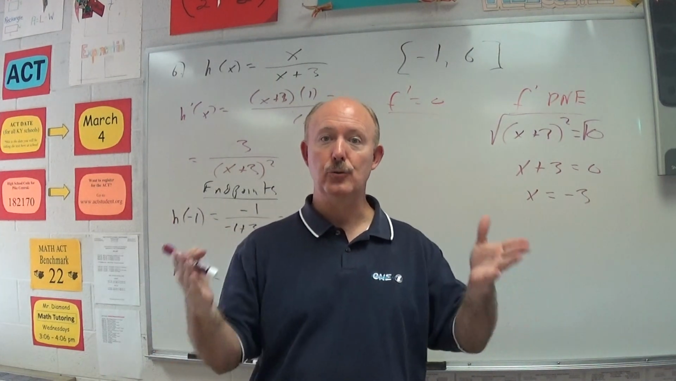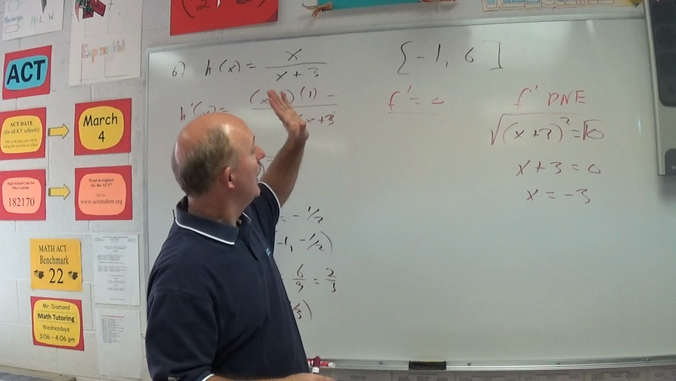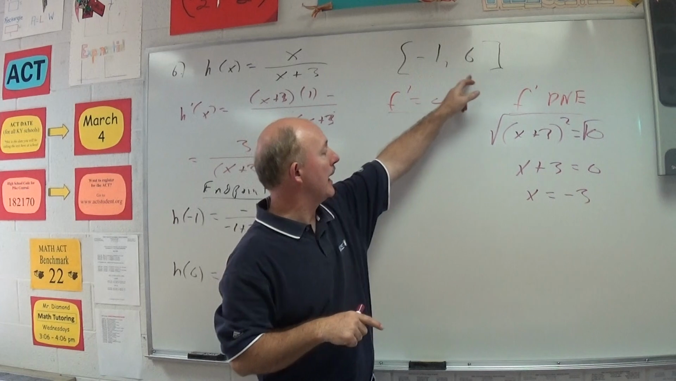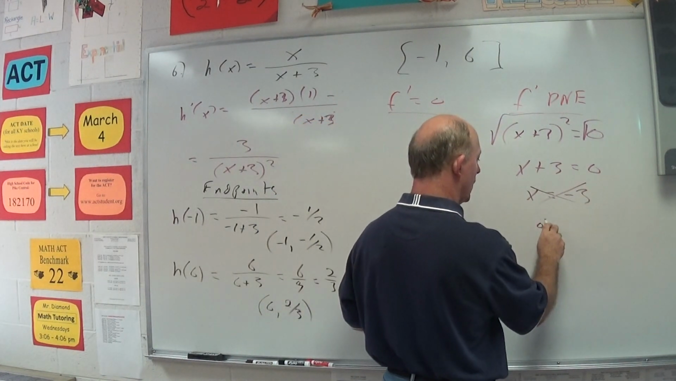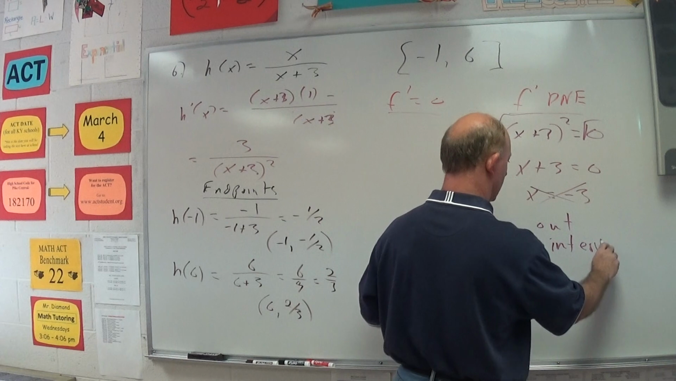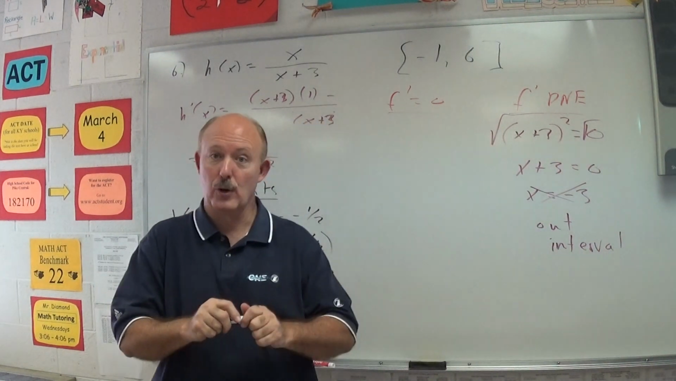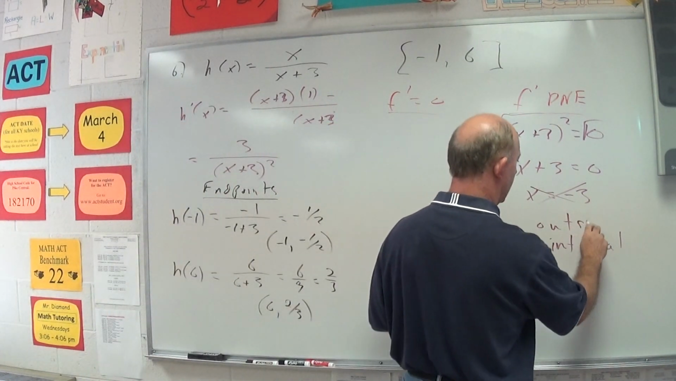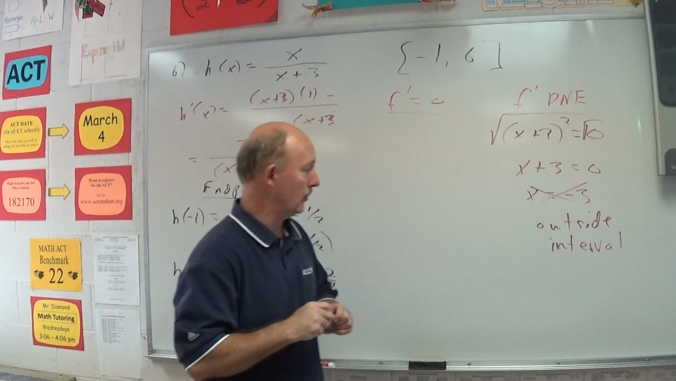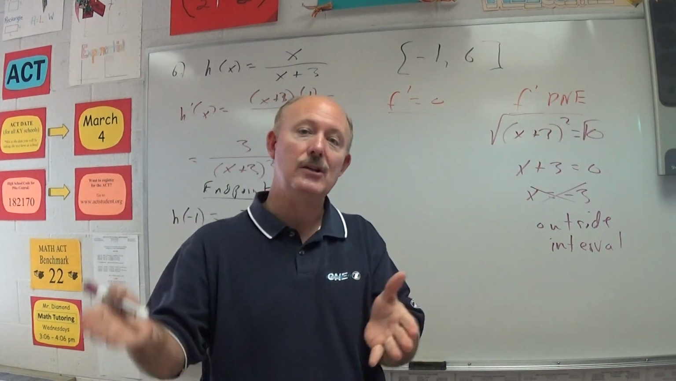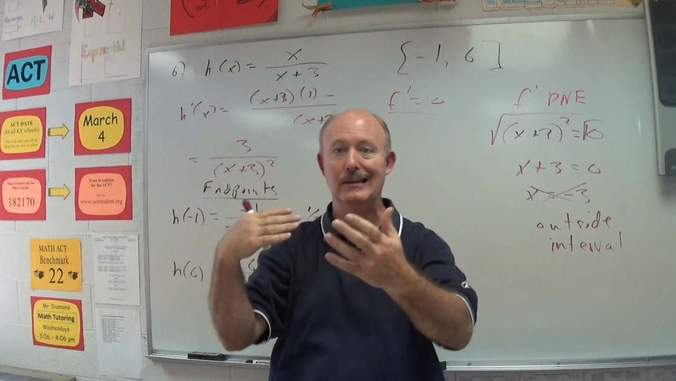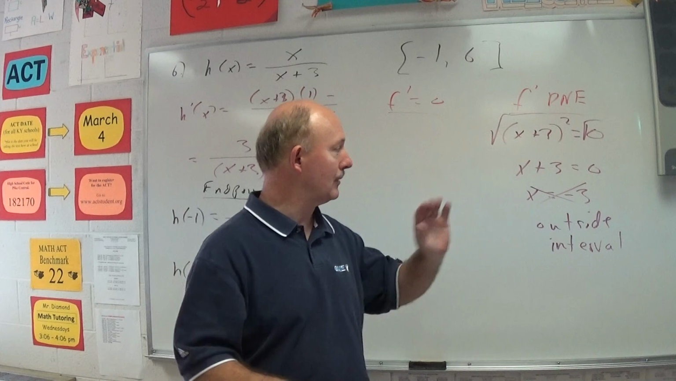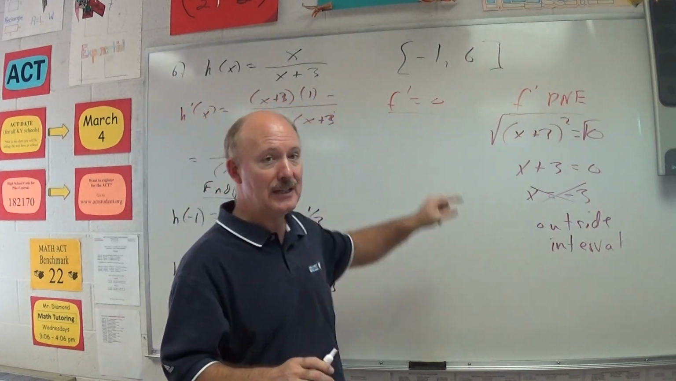Now let's check it to make sure that it's within our interval. Well, we have a problem. You guys notice negative 3 is outside the interval from negative 1 to 6. So this one we don't have to worry about. That's outside the interval, so we don't have to worry about the negative 3. If you're not watching for that, you could go ahead and check that into your original function, and you could mistakenly claim that it's a maximum or minimum, and it's not. It's outside our interval.